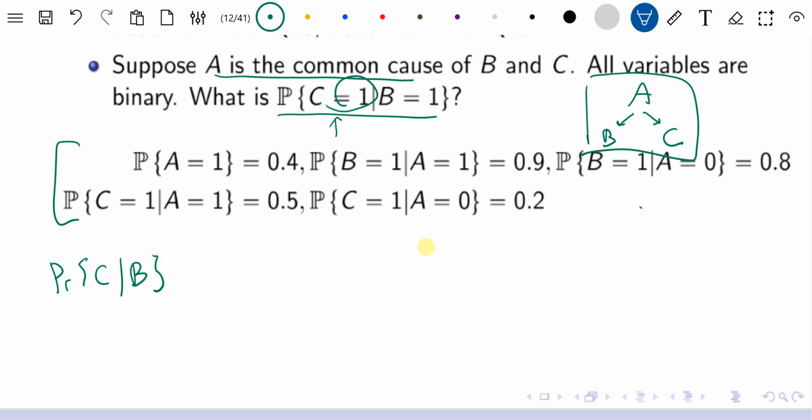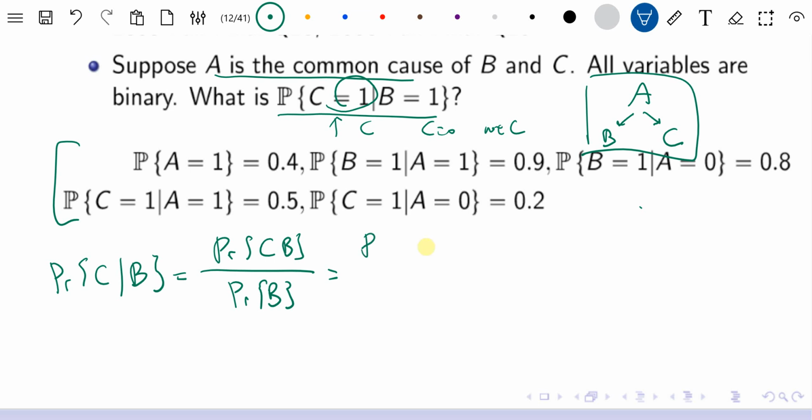When C is equal to 1, I'll just write C. When C is equal to 0, I'll write something like not C. And so using the definition of conditional probabilities, we can write this as P(C, B) divided by the probability of B. And this will be the marginal distribution of A, B, C at the same time. So this is P(C, B, A) plus P(C, B, not A).